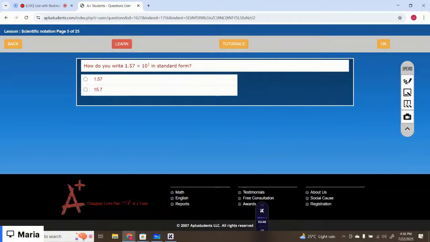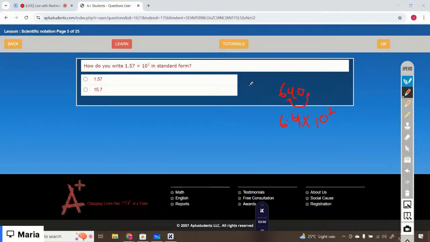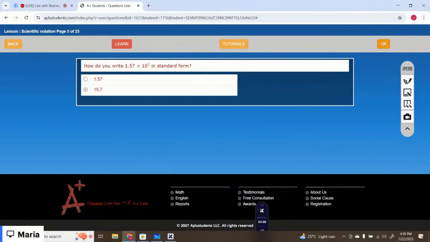How do you write 1.57 times 10 exponent 1? So you need to move the decimal point 1 place right, so that is 15.7. Option number 2 is the correct option. Okay, you can complete the lesson by yourself later today.